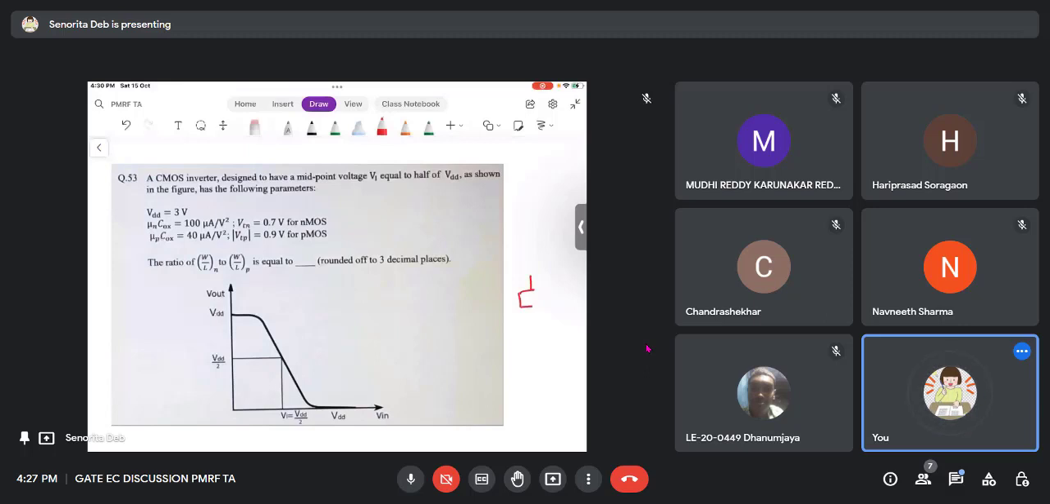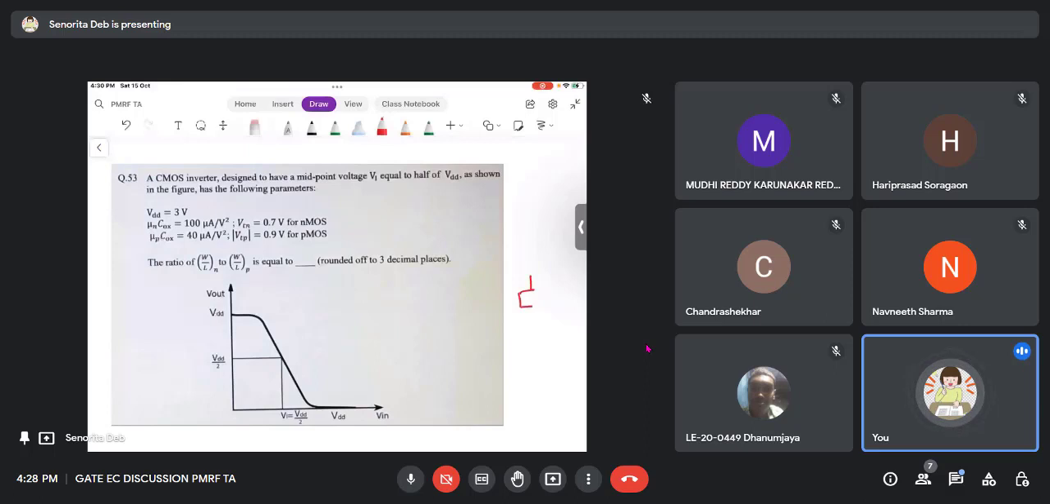Okay, so again it is not taking in. So in the question, basically they have asked you the ratio of the aspect ratio values.